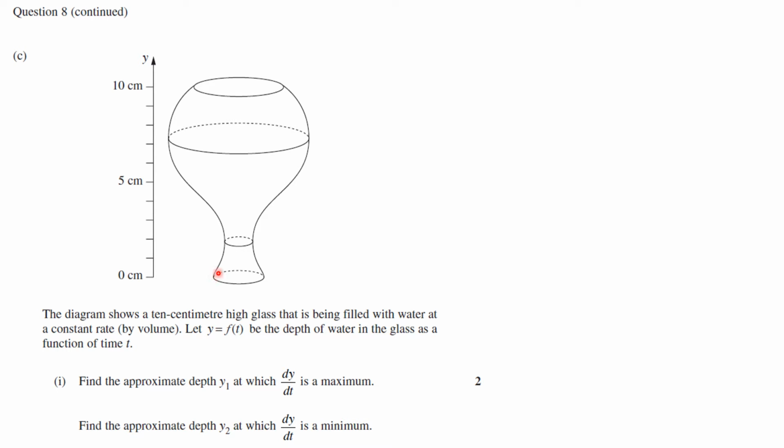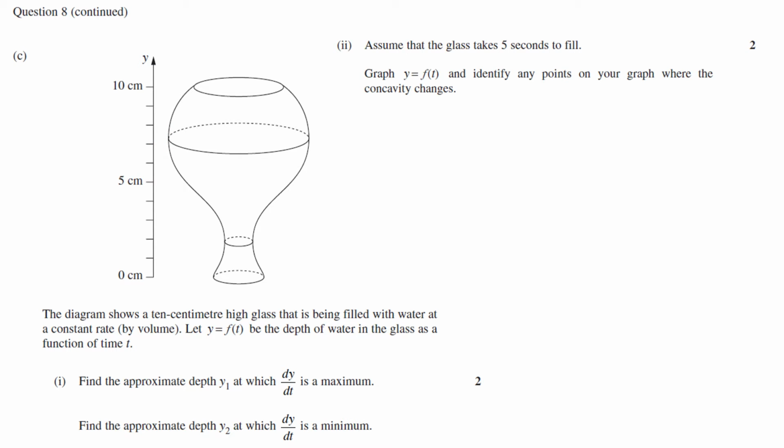So as we're going up here, we can see this is being filled increasingly rapidly until we get to here when it starts to slow off. The rate starts to slow off. So this is a maximum here at y equals 2. And it slows off until it gets to here, and there's another change in concavity when it starts to speed up a bit. So this is a minimum here at y equals 7.